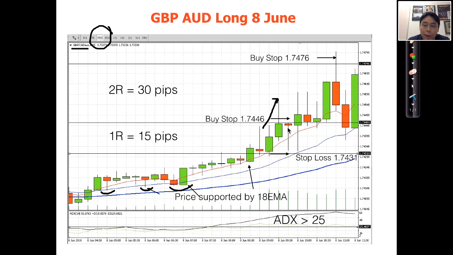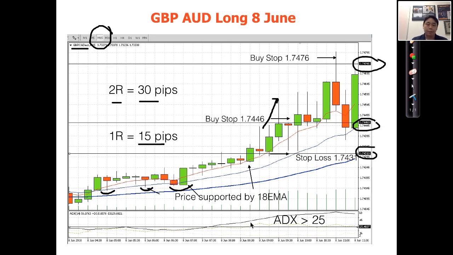So what is my 1R? It is 15 pips. Do I have at least 8 pips? Yes, good to go. So again, I'm risking 15 pips. My profit target could be 2R or 1.5R, depending on how aggressive you want to be. If you're more aggressive, go for 2. So in this case, my profit target will be 30 pips above my buy order. So 7446 plus 30 is 7476. So that's my profit target, entry price, and stop loss price.